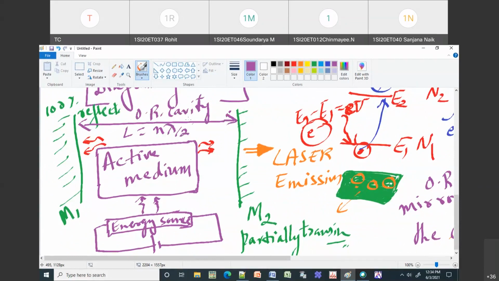Later we will use this in some of the problems. Only in this case can we have constructive interference. That is why the length of your optical resonant cavity should always be an integral multiple of lambda by 2. This will help in increasing the number of photons, and also in getting the laser from only one face.